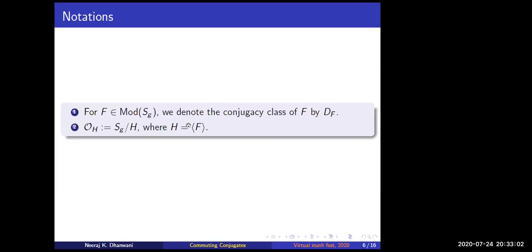I will denote by O_H the quotient orbifold by the group H, whenever H is a finite group; you can denote it for an infinite group too, but for me it is always a finite group. So it is the quotient of S_g by H, where H is a finite subgroup of the mapping class group. And by the Nielsen-Kerckhoff theorem, I can pass between homeomorphisms and isometries.